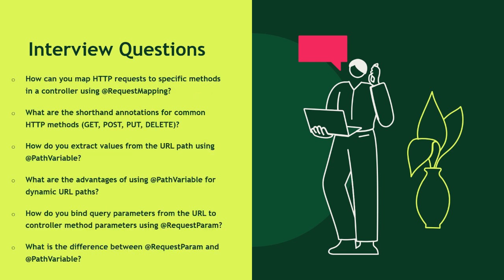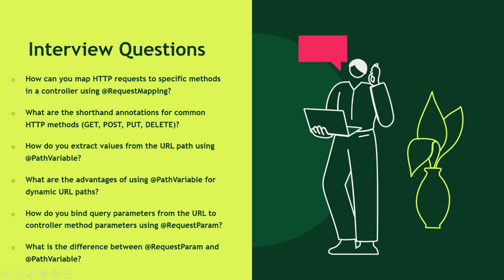There are more interview questions, like how can you map an HTTP request to a specific method in a controller using the request method? You specify those particular methods in that attribute. What is the shorthand annotation? We looked at the shorthand annotations for all this: GetMapping, PostMapping, PutMapping, DeleteMapping.